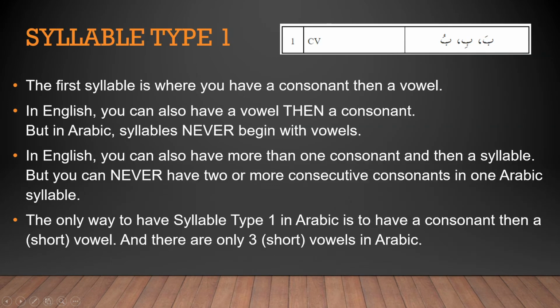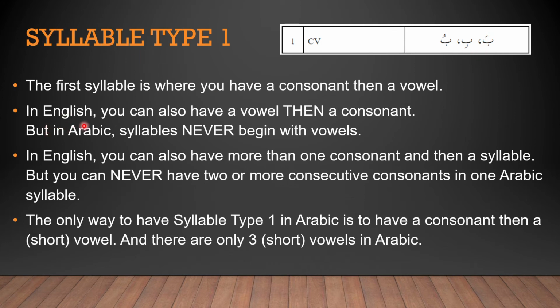Let's look at syllable type 1. Over here, the first syllable will have a consonant and then a vowel. As you can see here, there is a consonant which is ba, and then there is fatha on top of it, which is a vowel. So this creates a syllable. It just creates a sound. It is ba. So a consonant and a vowel creates the sound of the first syllable.